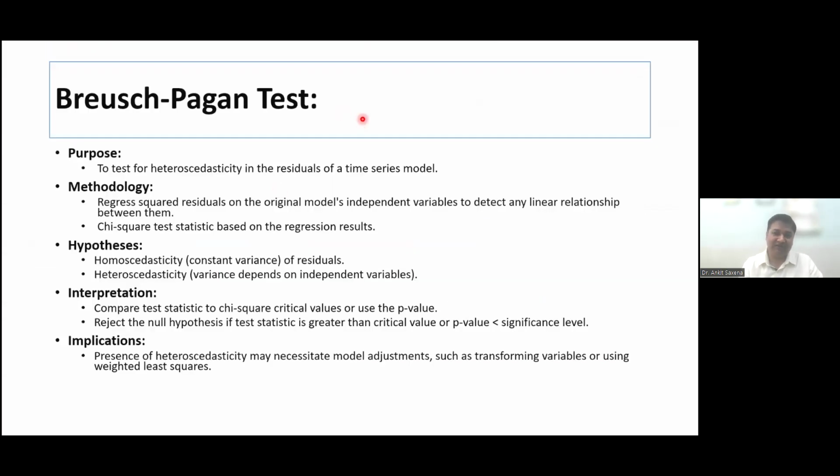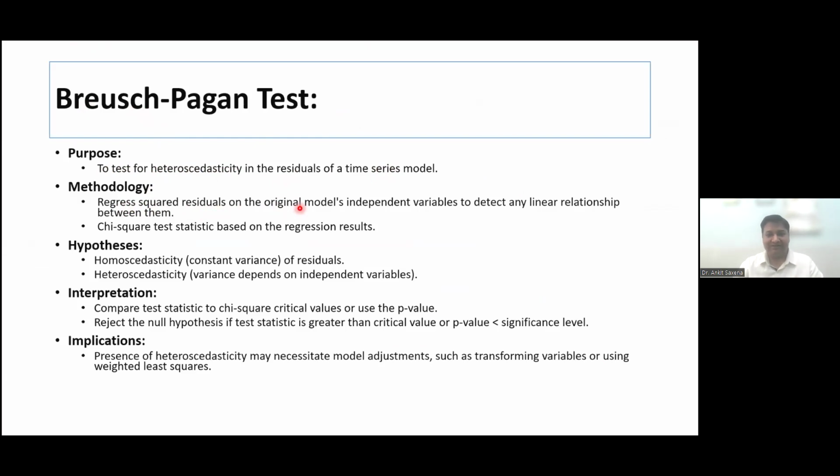So what we have understood is that heteroscedasticity is an issue. To test for heteroscedasticity in the residuals of a time series model, we use the Breusch-Pagan test. We'll also have the White test for the same purpose, and we'll be using that as well. What it does is regress the squared residuals on the original model's independent variables to detect any linear relationship between them.